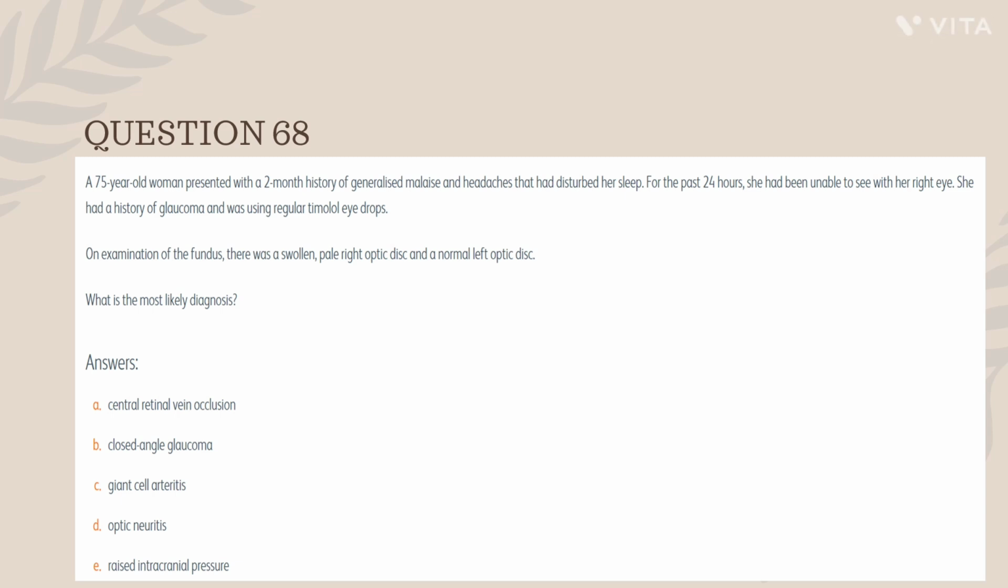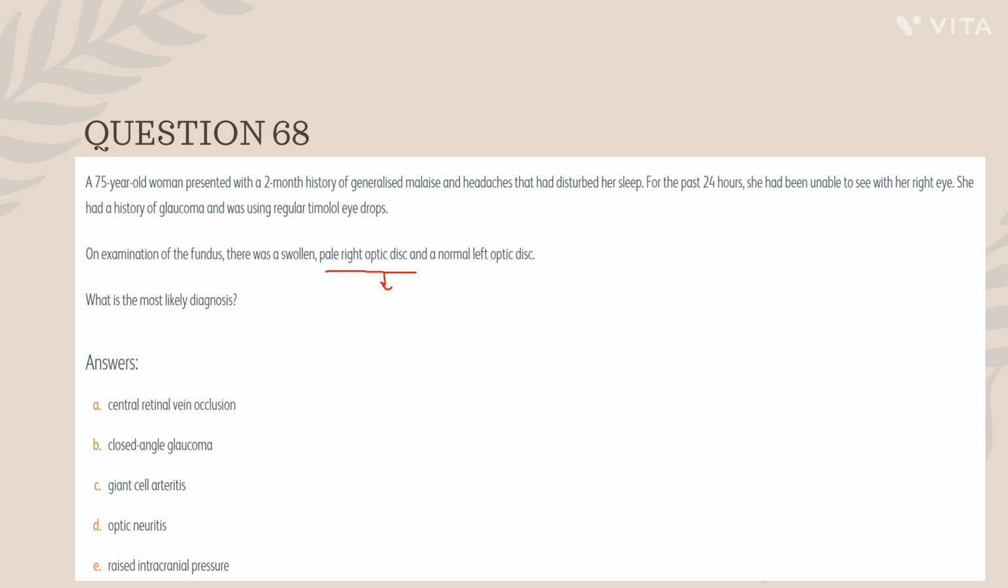Now, on examination of fundus, there is a pale optic disc and a normal left optic disc. What is the cause of her sudden loss of vision? Options are central retinal vein occlusion, closed angle glaucoma, giant cell arteritis, optic neuritis, raised intracranial pressure. So here we can see there is a pale optic disc. When there is a pale optic disc, there is some kind of ischemia.